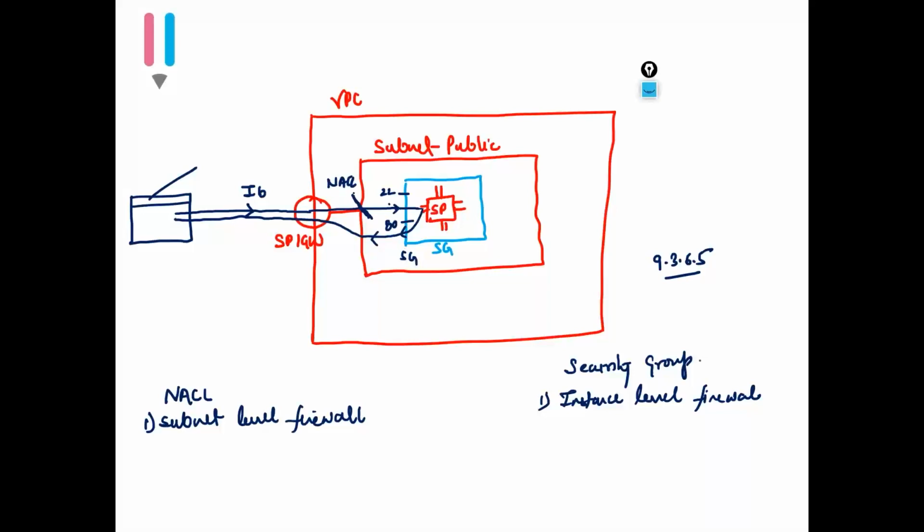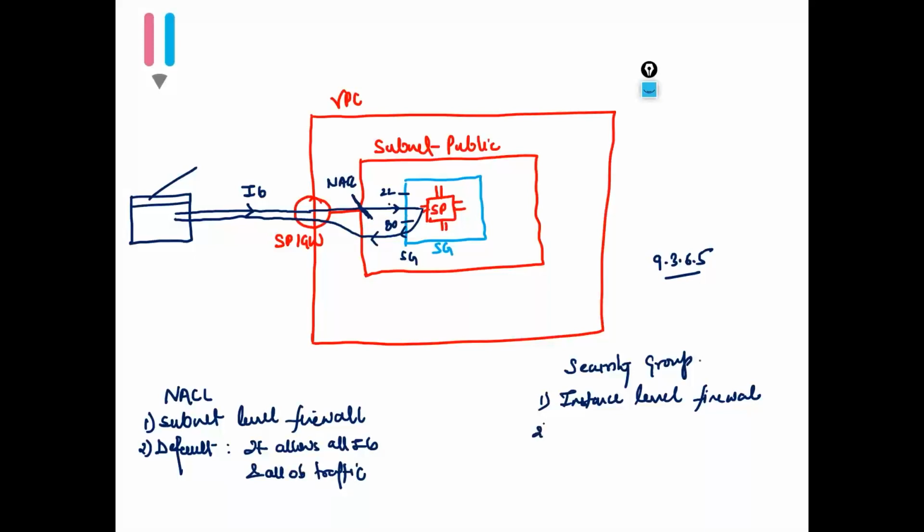Fine. So NACL and security group. But what is the default nature of NACL, Parul? So if you don't do anything, please make a note of it. The default nature of NACL is that it allows all inbound and all outbound traffic. This is the default nature. If you don't do anything, by default it allows all inbound and outbound traffic.